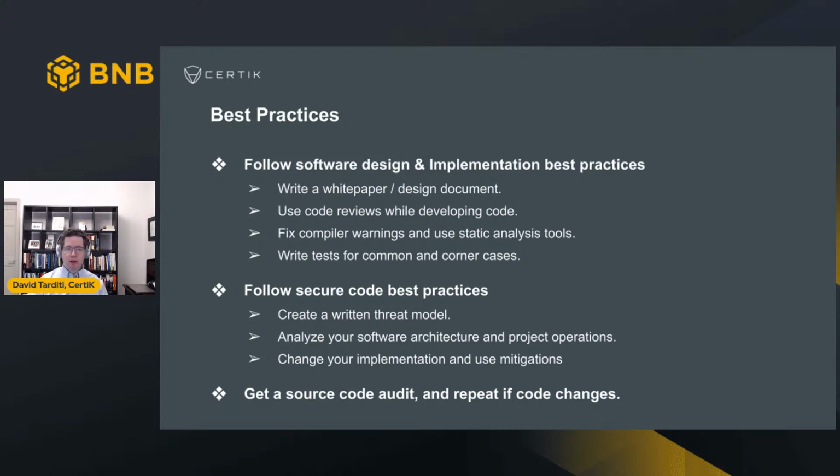If there are compiler warnings, fix them. Use static analysis tools during your software development process. For example, if you're writing a Solidity smart contract, there's a Slither tool that you can use. And make sure you write test cases for common and corner cases. If you're not supposed to be able to do something, make sure that you have tests on your testnet that check that you can't do that.